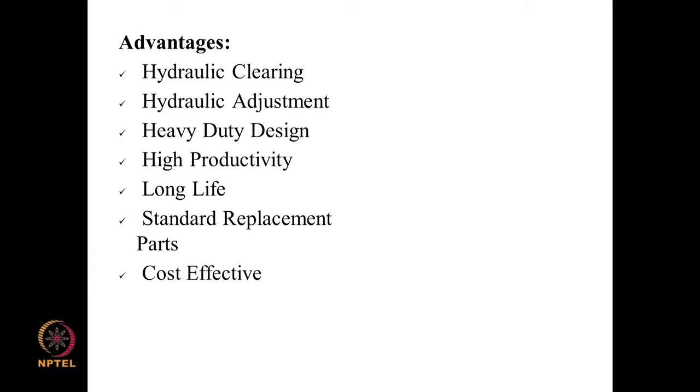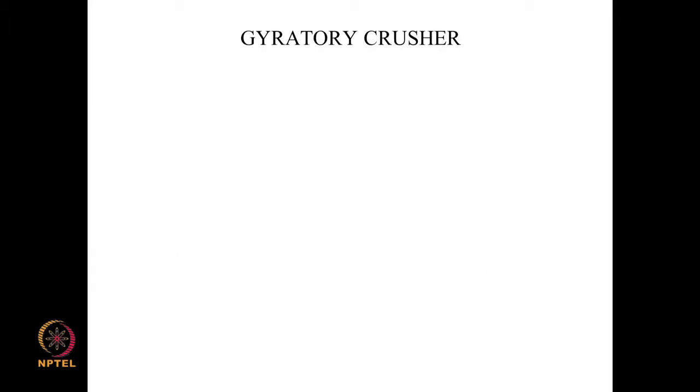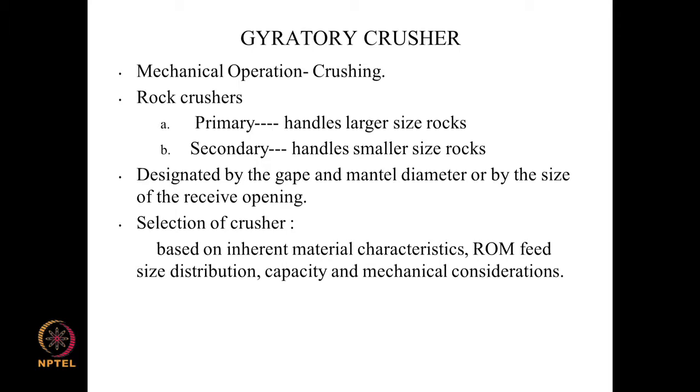So, some of these problems are avoided in a cone crusher, and it is a cost effective equipment, and again the applications are in mining, aggregation, demolition, industry, construction, environmental and so on. A gyratory crusher is very similar to a jaw crusher, except that one of the jaws is fixed and the other one gyrates.